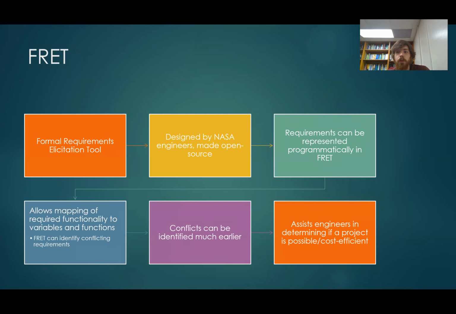So FRET is a tool used by software engineers to help in the requirements validation stage. It was a tool developed by NASA and it was made open source. It can be used to programmatically represent requirements of a software system. And so requirements can be implemented into FRET and mapped out through the use of variables and functions. And if one does this, then FRET itself can actually identify conflicts with requirements.